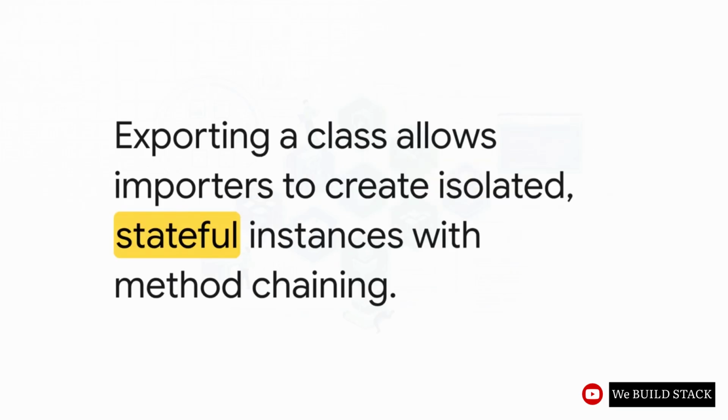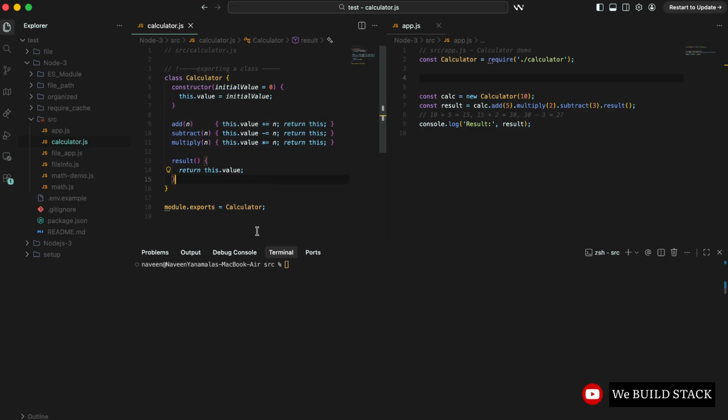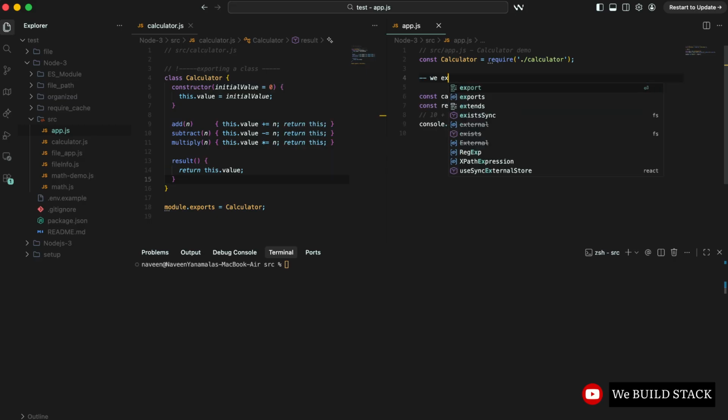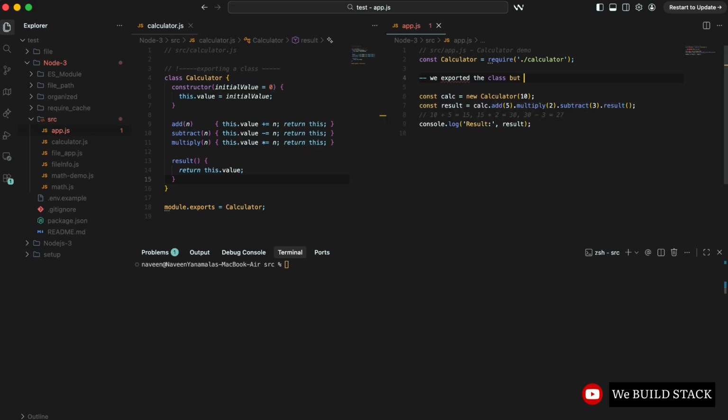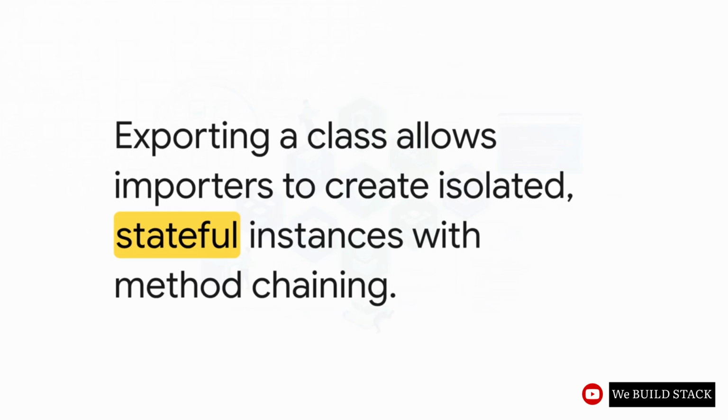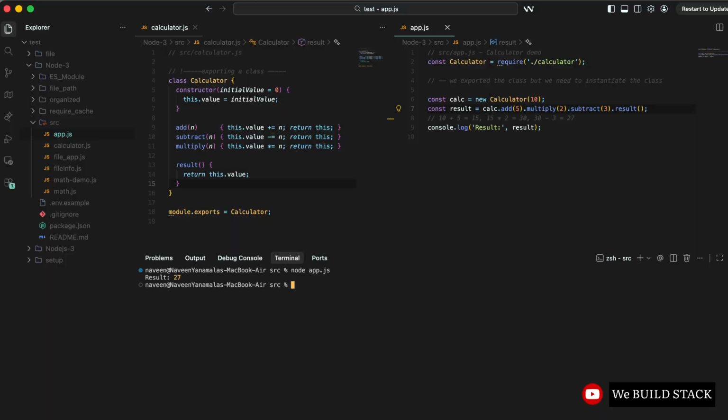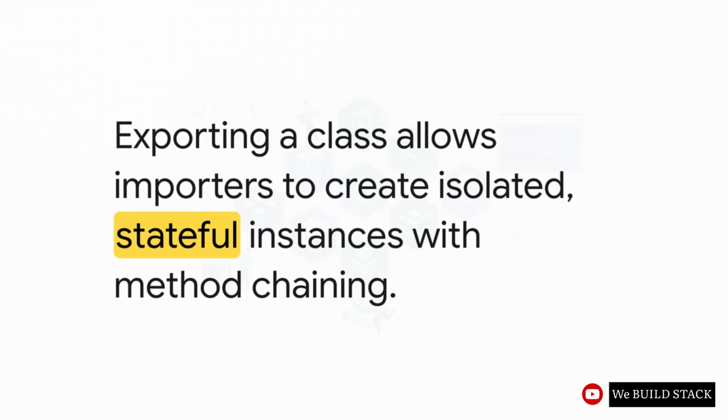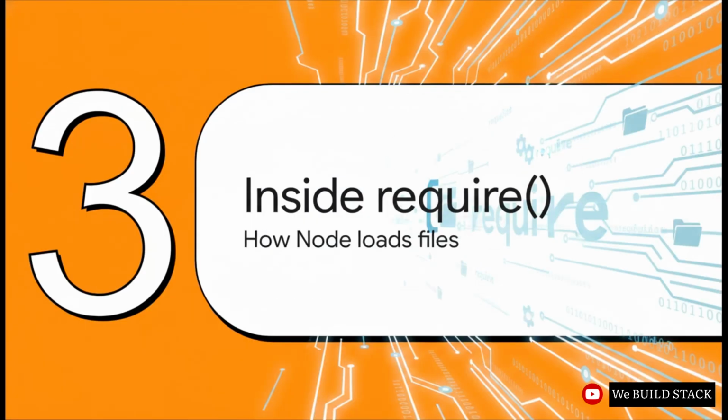Finally, we have exporting a class. Notice we are exporting the Calculator class itself, not an instance of the class. This means the file importing it gets to use the new keyword to spin up its own completely isolated, stateful instances. And since each method returns this, you get to chain the methods together in this really elegant way. You'll actually see this massively common pattern all the time for things like database connection handlers, where you absolutely need to safely manage state.